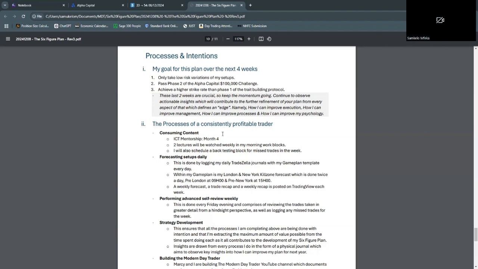And the third, which is to confirm the hypothesis that I have, is to achieve a higher strike rate than phase one of the trade building protocol, because that to me will confirm that my lower risk variations produce better probable outcomes than my higher risk variations. I think that's going to be an important thing to clarify and confirm. And my note for this next phase of the plan will be that these last 2 weeks are crucial. So keep the momentum going. All right. And this is a message to everyone.